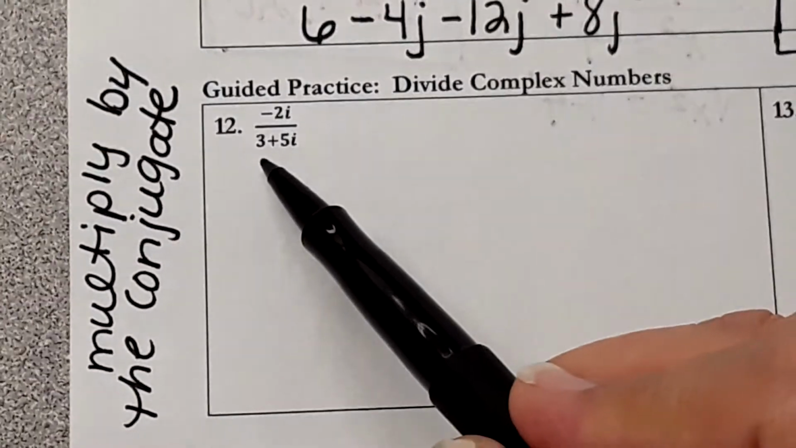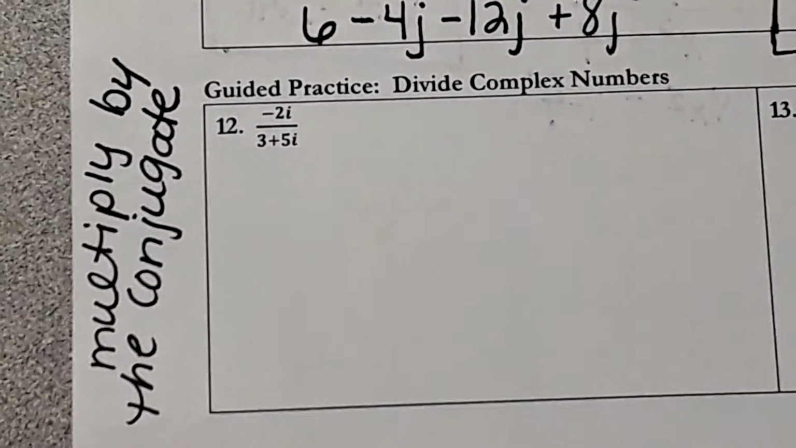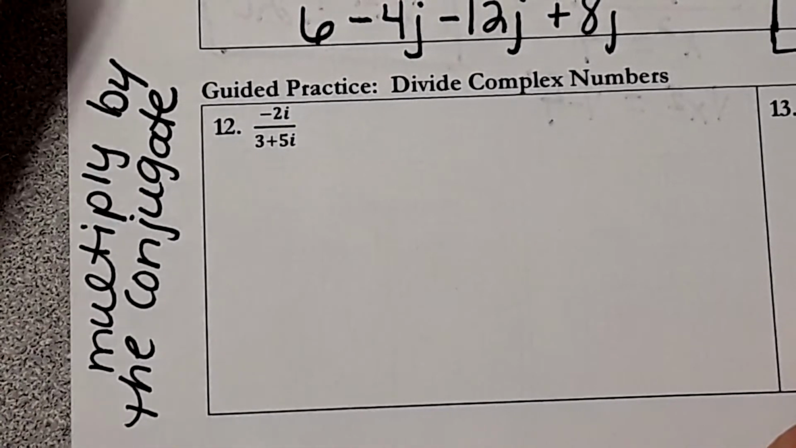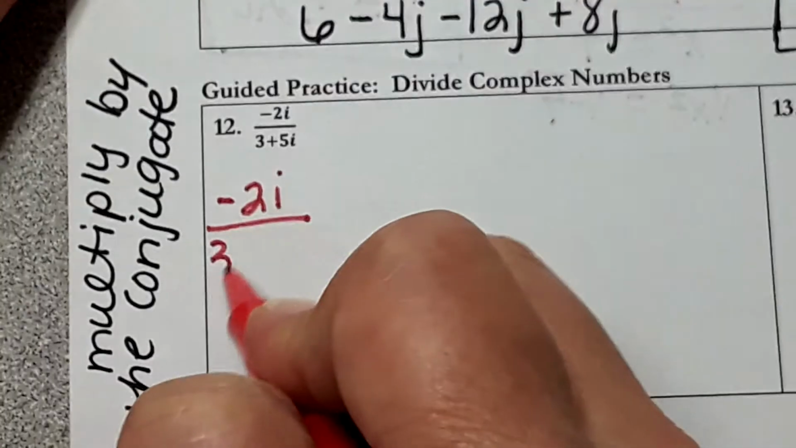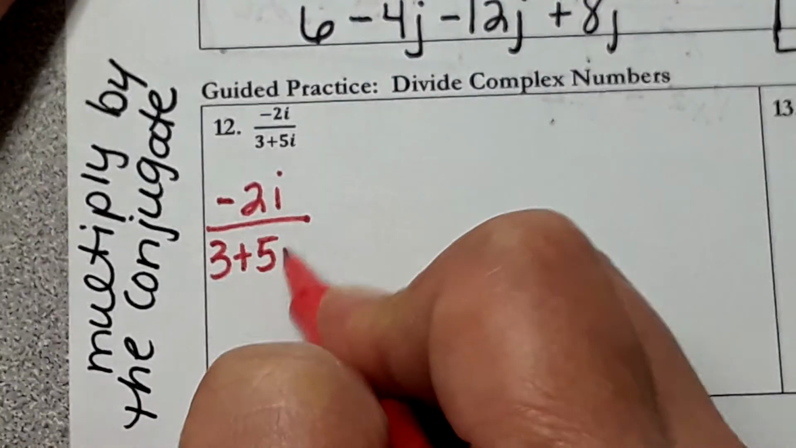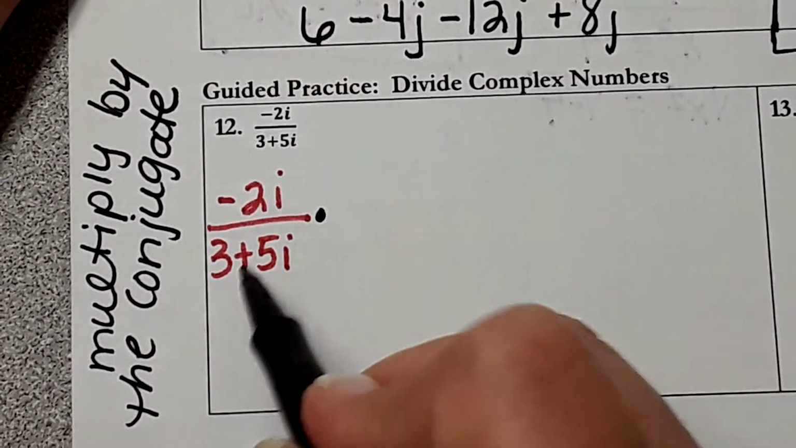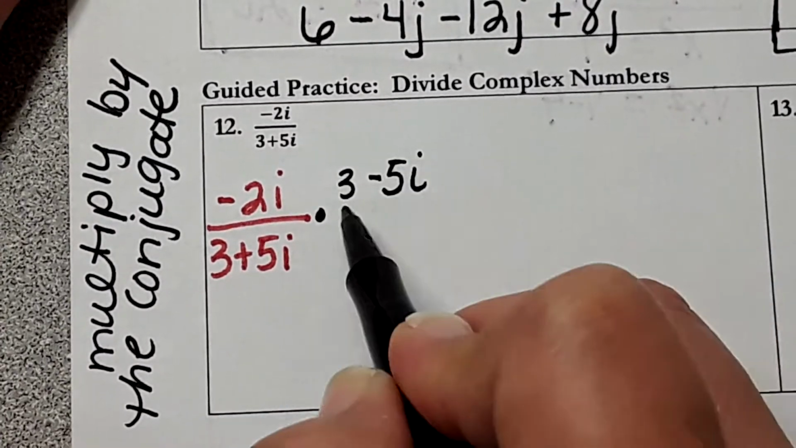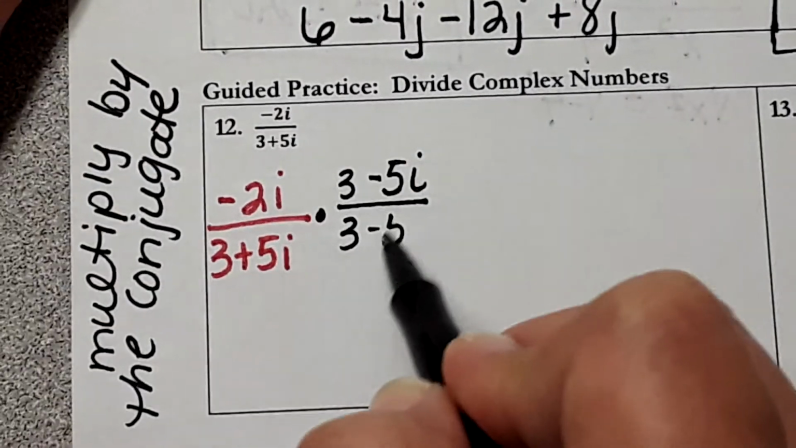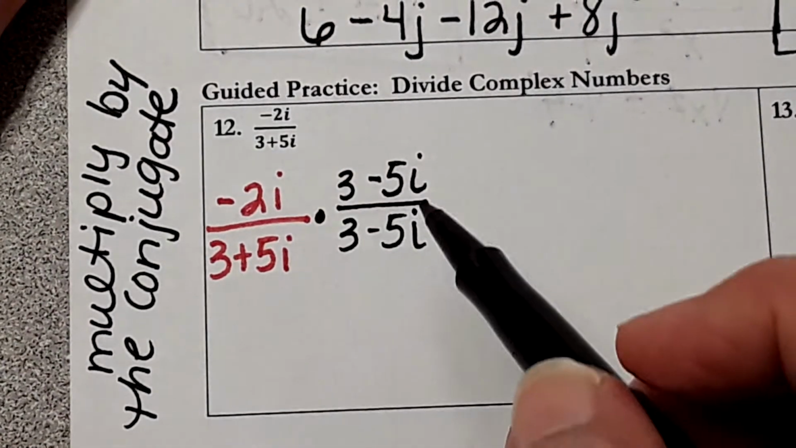And the conjugate is going to be this number with the opposite sign. So we're going to have negative 2i over 3 plus 5i. Yes, I am rewriting it because I write too big. And I'm going to multiply it by the conjugate. The conjugate is 3 minus 5i. And now we're going to multiply, literally.